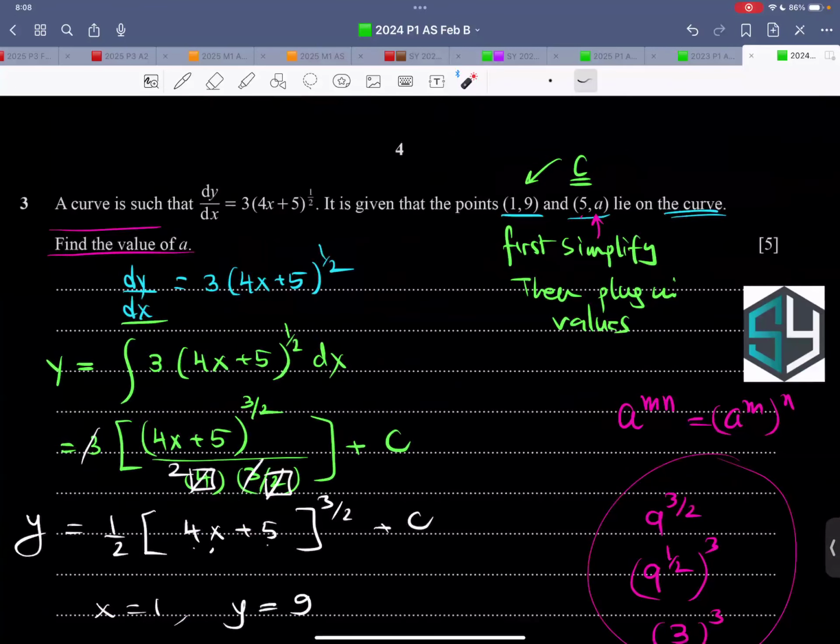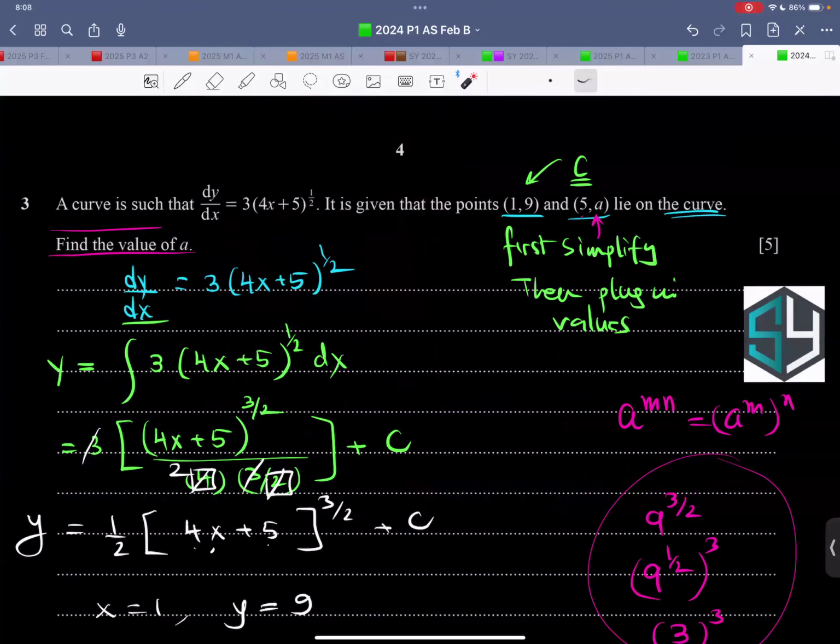Another question of integration. Now, sometimes they have more integration than usual. Sometimes they have more trigonometry than usual. So there is no set rule. Sometimes it's a balanced paper also. A curve is such that dy by dx is 3 bracket 4x plus 5 raised to power of half. It is given that the point (1, 9) and (5, a) lie on the curve. Find the value of a.